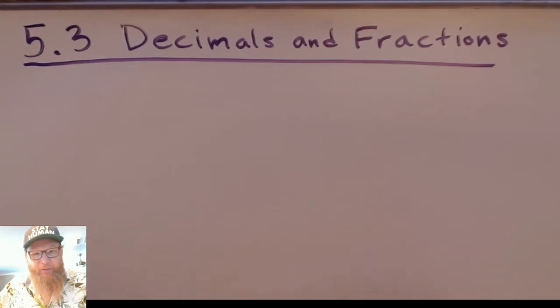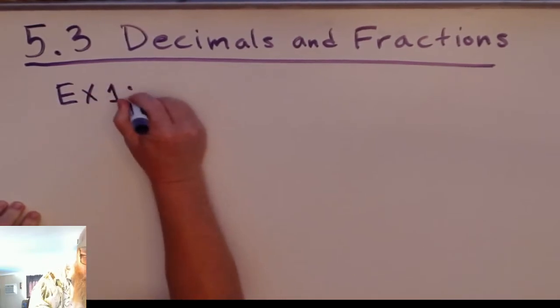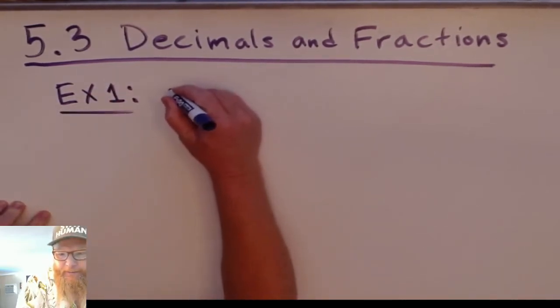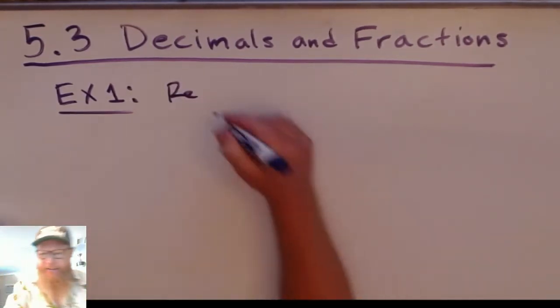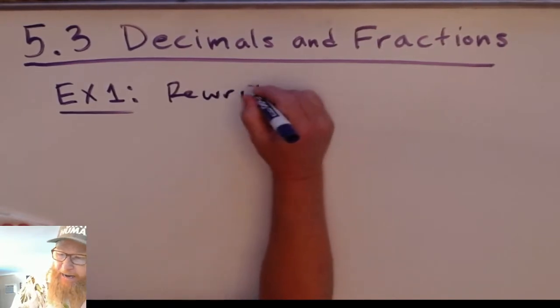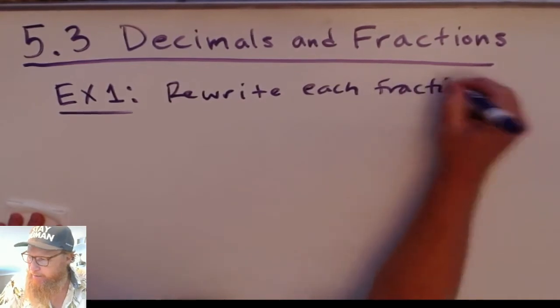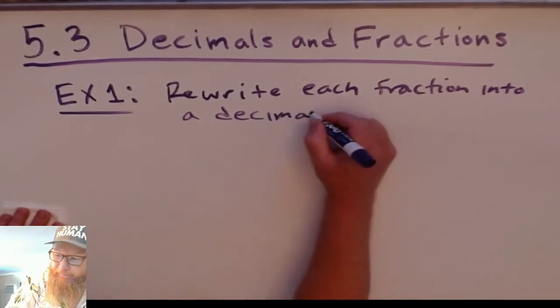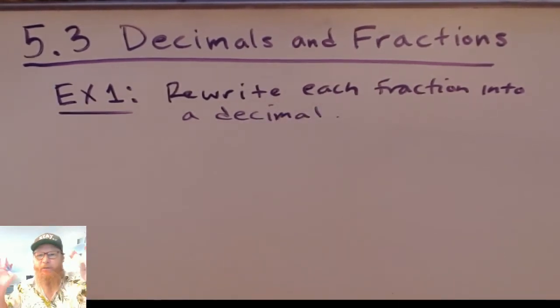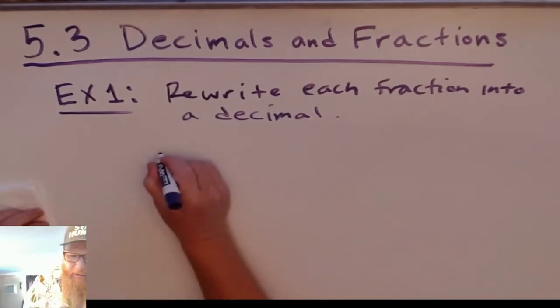Now, let's start off with the fractions with a denominator of a power of 10. Rewrite, or write, or convert each fraction into a decimal. So you won't need a calculator or anything for any of this. This can all be done by what we call inspection. So you just look at it, you read it, and then you convert it into a decimal.